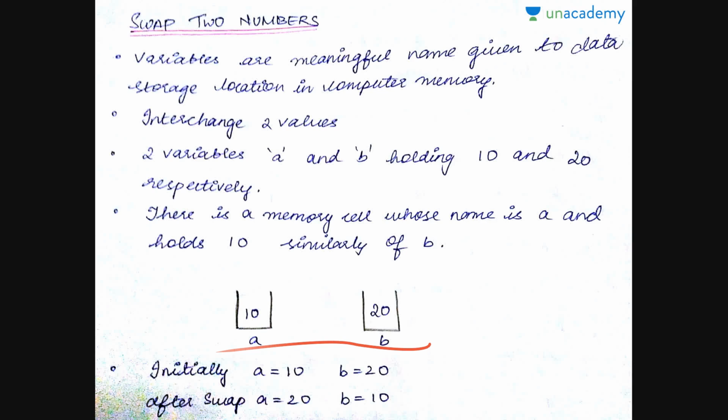So what we have to do is just swap these values like this. 20 should come here and 10 should go there. So let us see how we do it. How the program should be is initially you should get A equals to 10 and B equals to 20, and after the program is executed, after swap, you should get A as 20 and B as 10. So that's the concept of swapping two numbers.